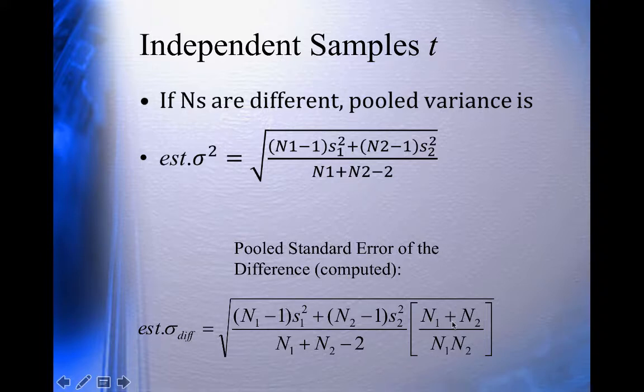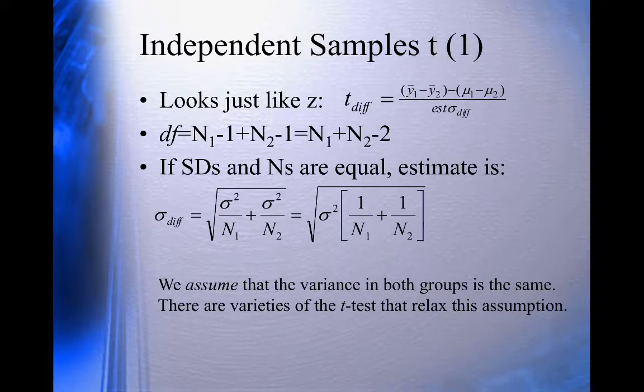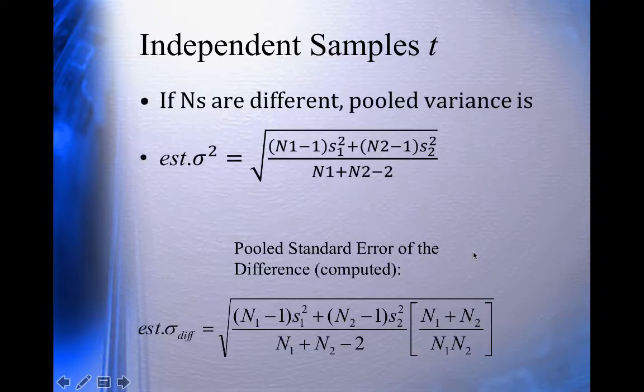But the idea is the same as what we're doing here. We've got the pooled estimate of this variance, and now we're going to divide through by n1 and n2. These were the same here, and now they're different. So we're going to take the pooled variance, we're going to divide by n, we're going to take the square root, and that's going to give us our standard error of the difference.